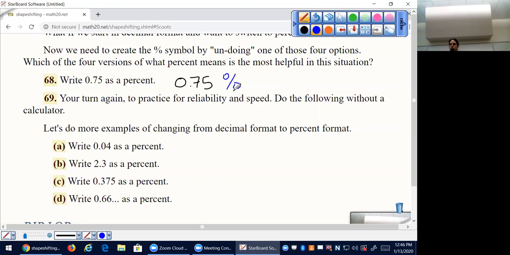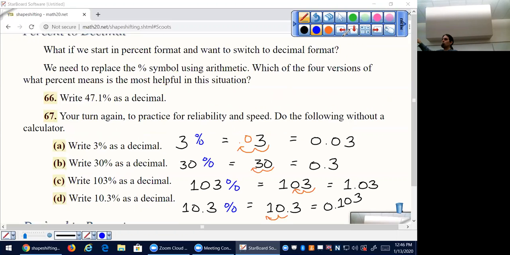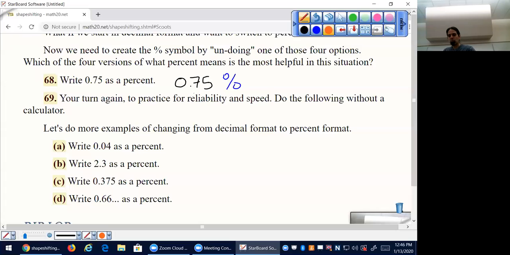We just saw that a quick thing was 2 scoots to the left, so the opposite of that is going to be 2 scoots to the right. So 0.75 is 75%. Try these for yourself. I'll do them in just a moment. Check with your neighbor.